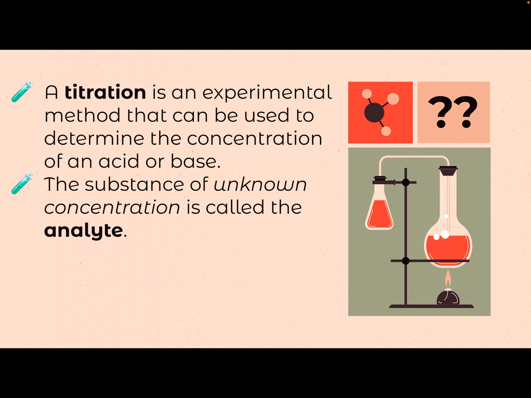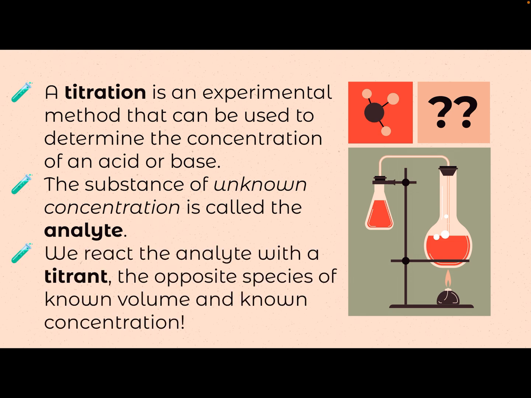When you're dealing with a titration, there's two solutions you're dealing with, your titrant and your analyte. The substance of unknown concentration is your analyte. You have to know information about its volume, though, in order to make your titration work. So, analyte: unknown concentration, known volume. Your titrant is your opposite substance. So let's say your analyte is an acid. You want to use a base as your titrant. Your titrant is your known volume and known concentration.